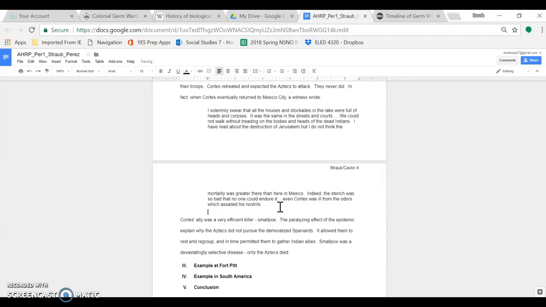After that, I have to hit Enter. I ended this one by talking about exactly what my outline said, and then the only final sentence that I need is that transition to the next one. In the next 2 sections, I will go into more specific details on the effects smallpox had at Fort Pitt and in South America and in Mexico on the Native Americans.